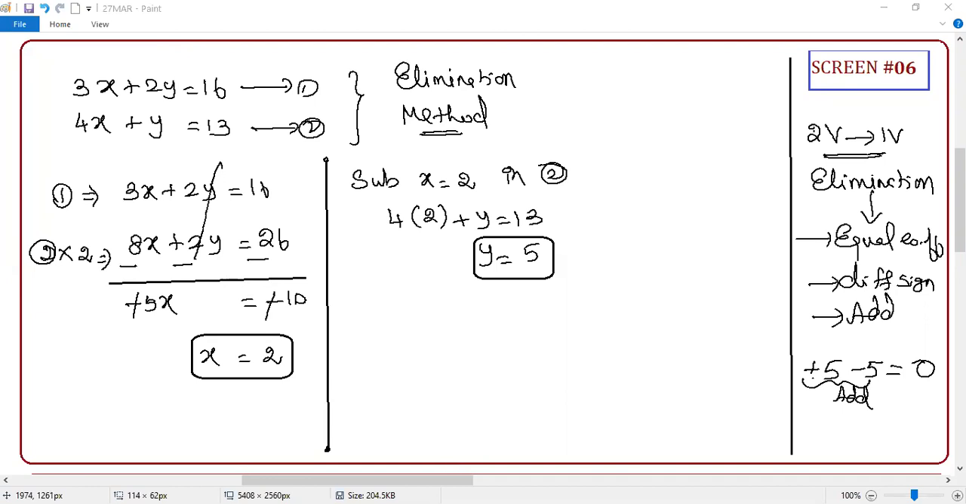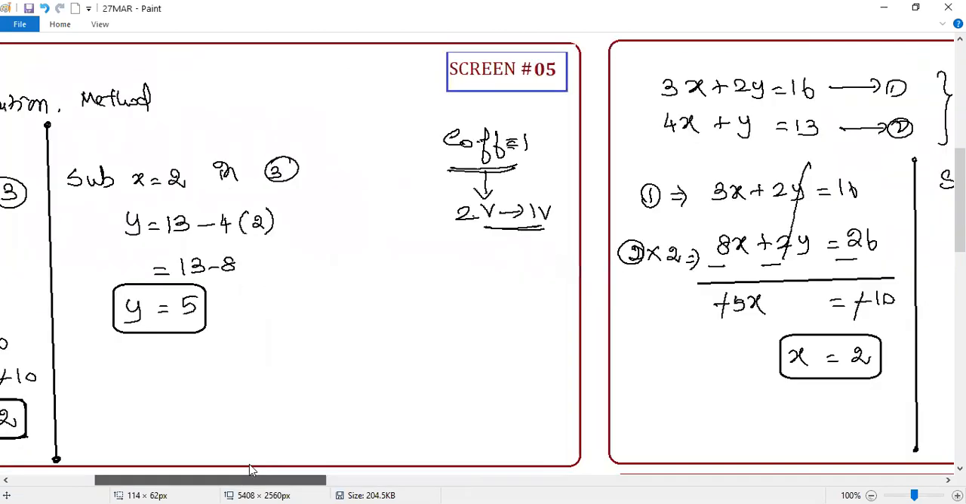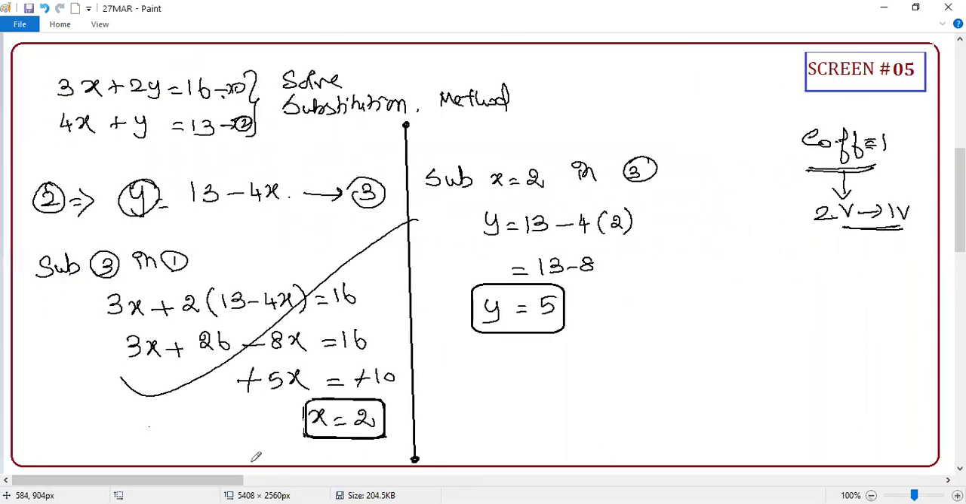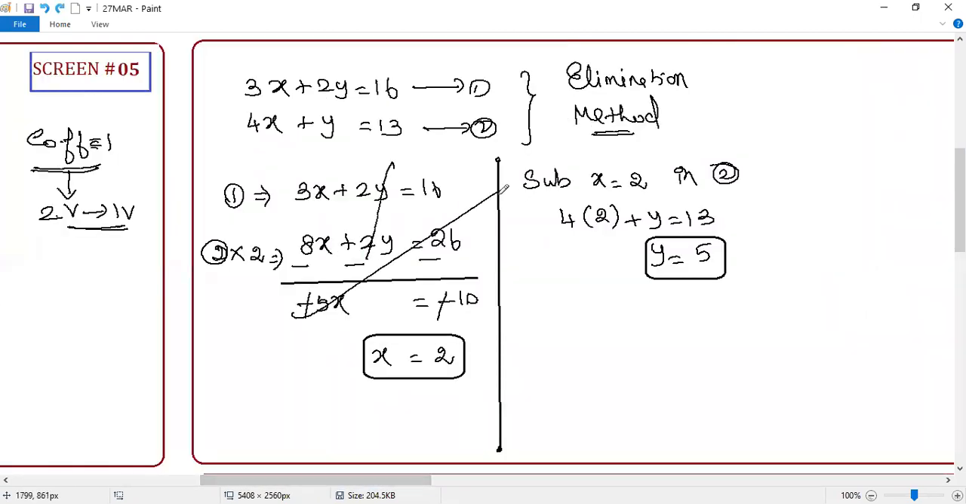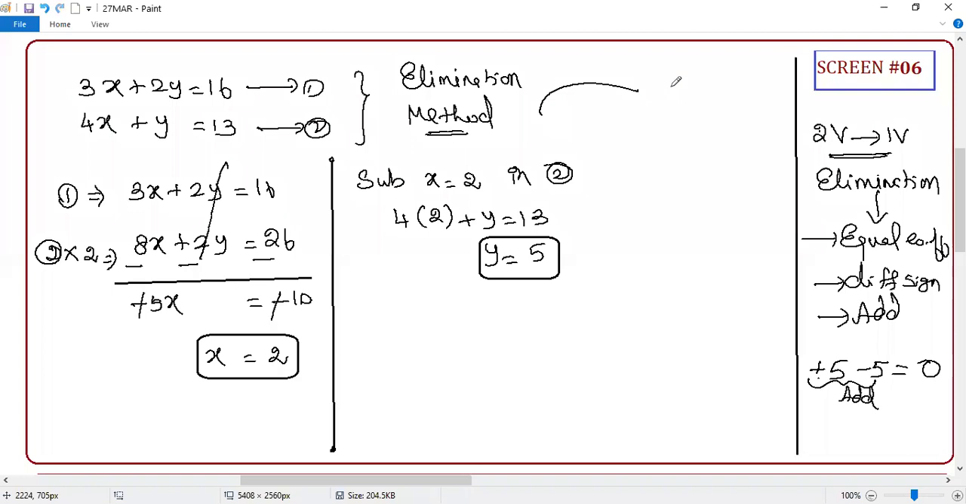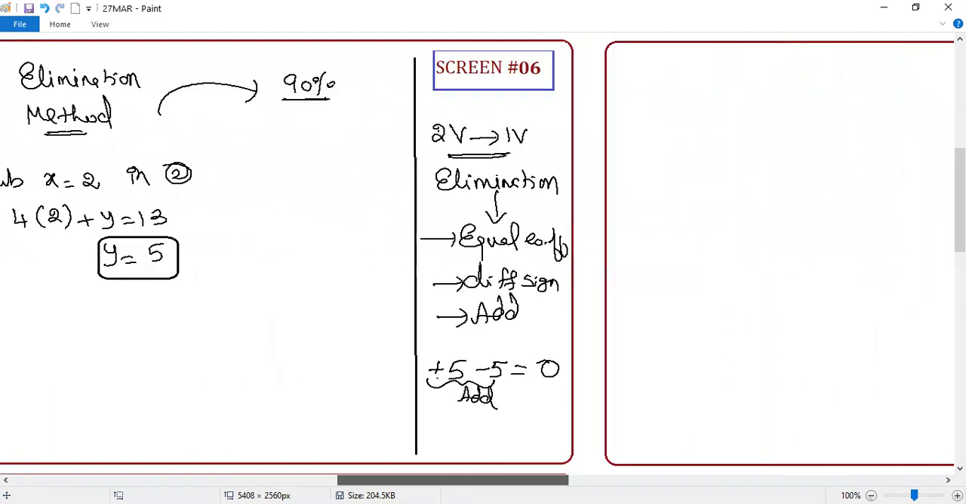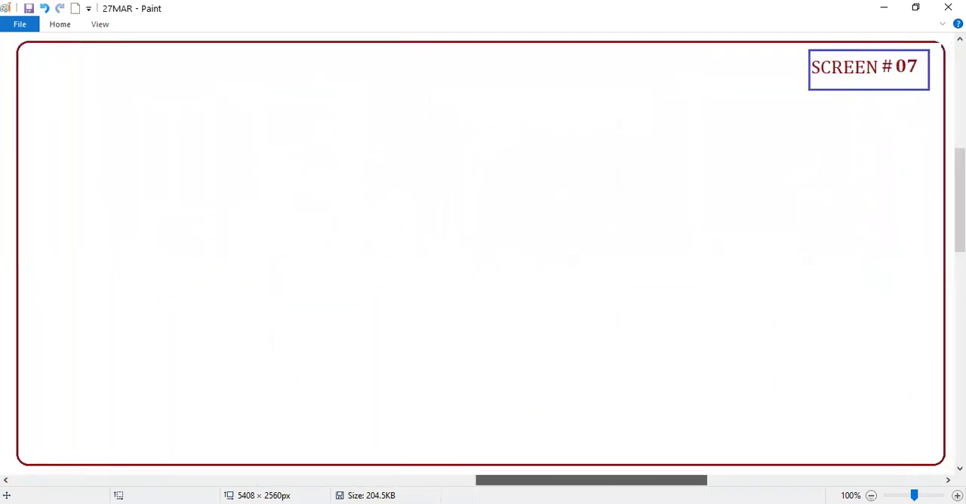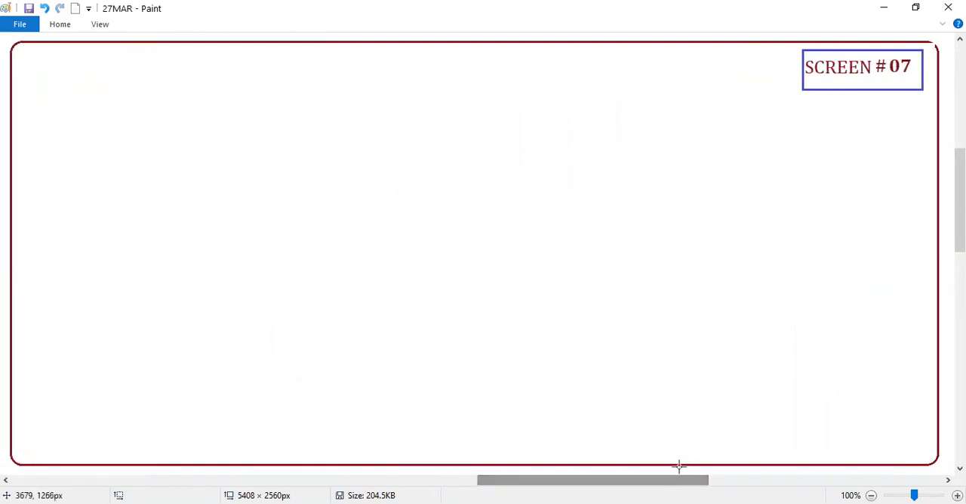Good. So now you decide whether the substitution method is easy or the elimination method is easy. I'm leaving the decision to you. But as I mentioned, this is the one. I think more than 90% of people will use this when you go to the higher classes. Now I'm going to teach you what? Third method is what?